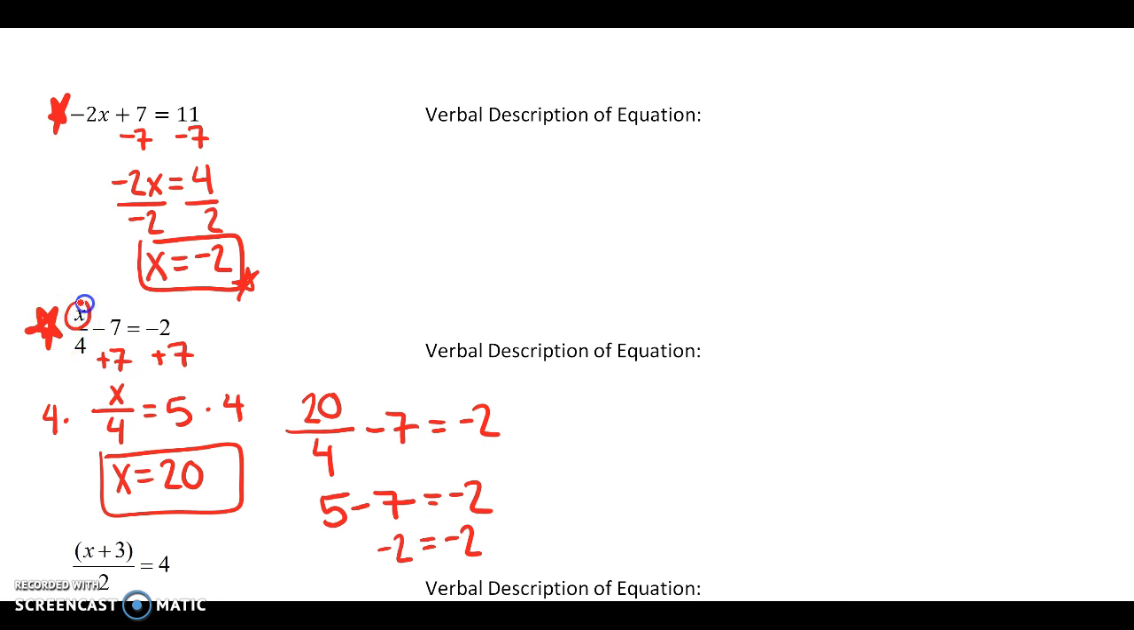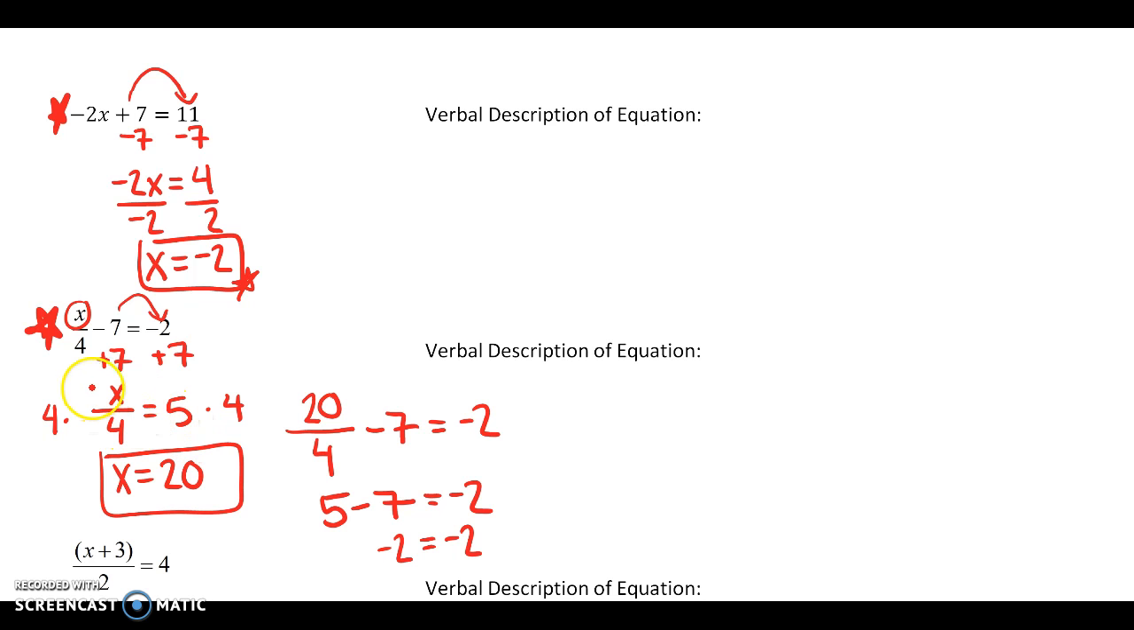So you need to find some number that when you divide it by 4 and then subtract 7, you get negative 2. And you have two options. You can either guess and check it, or you can solve it. So in order to solve it, it's the same thing. You want to get your numbers on one side first and your variables on the other. So since the variables are on the left, I'm going to move the numbers to the right. If this is minus 7, I'm going to add 7, which is what I did here.